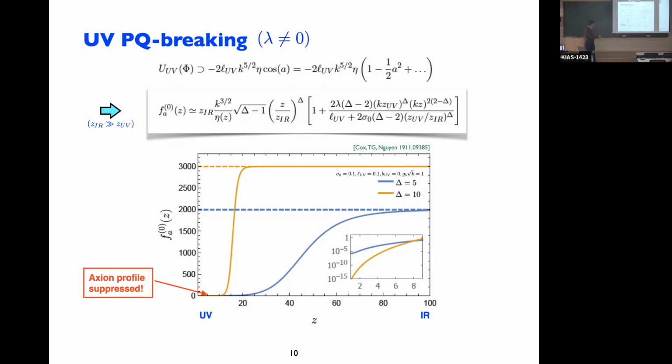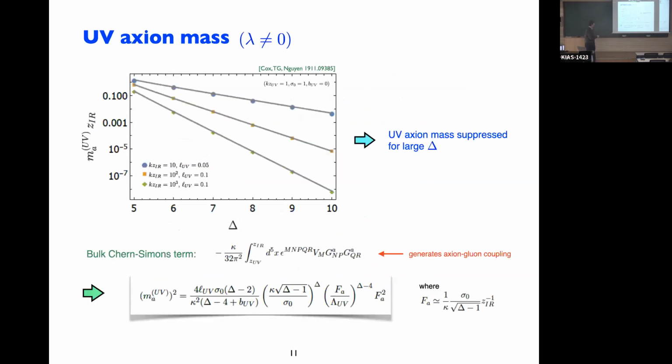Now, because the axion profile is suppressed, and because you've explicitly broken the symmetry, this non-zero lambda will generate a mass for the axion. And so you can work out the mass of the zero mode, the lowest lying state. And here it is. So this is the mass of the axion, from the UV explicit breaking as a function of delta. And you can see that as you make delta bigger and bigger, the axion mass just drops exponentially.